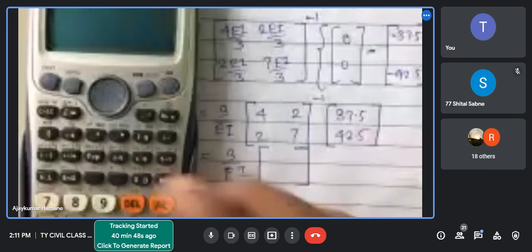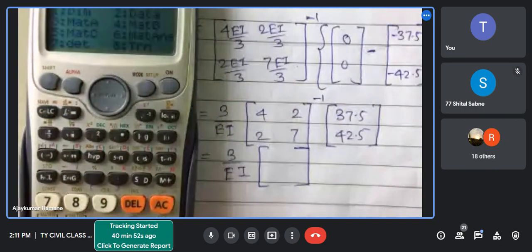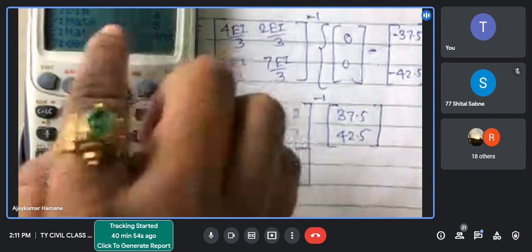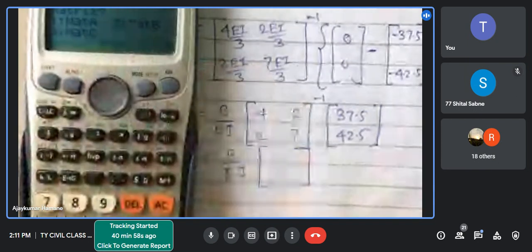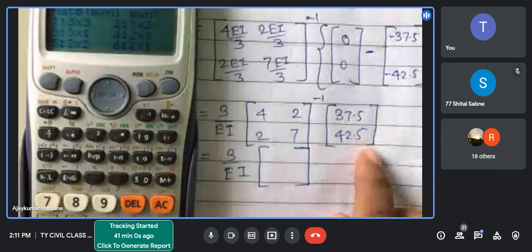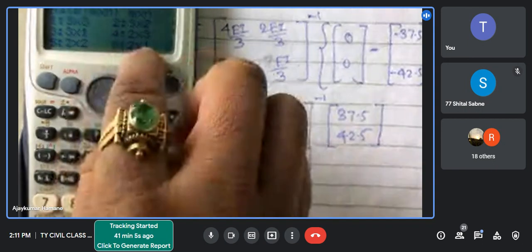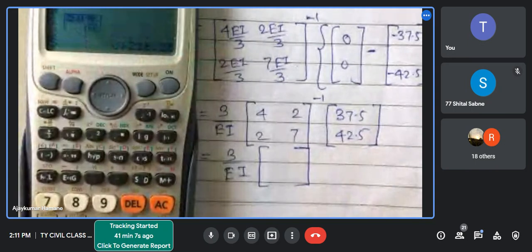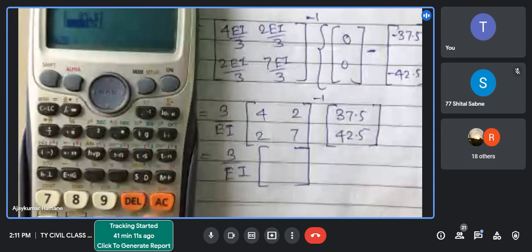For mat B, repeat the procedure. Shift 4, press 4, then dimension. Press 1. Then for mat B, press 2. What is the size of the matrix? It is 2 by 1, 2 rows, 1 column. So for 2 by 1, press 6. Then give 37.5, 42.5.